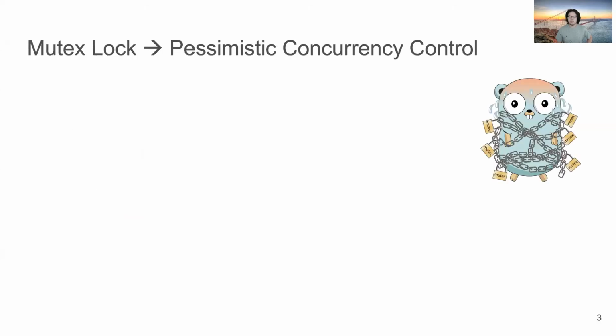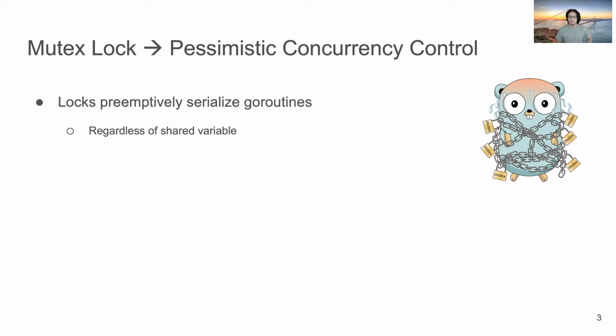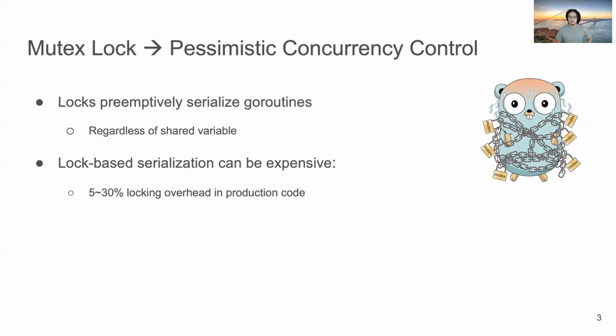Mutex lock is a way of pessimistic concurrency control because locks preemptively serialize goroutines, regardless of the shared variables. And this mechanism sometimes can be very expensive. Based on the profiles, we observe 5 to 30% overhead in production code. On the right is an example of Go code using Mutex locks. First, we call lock to acquire the lock. Then we do the job in the critical section. And after that, we call unlock to release the lock.